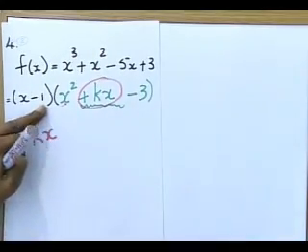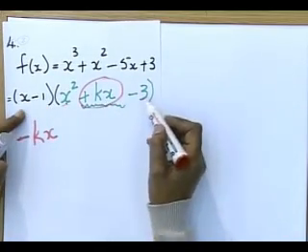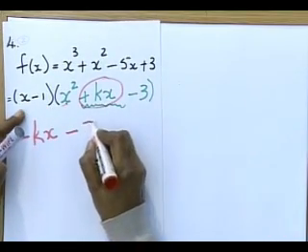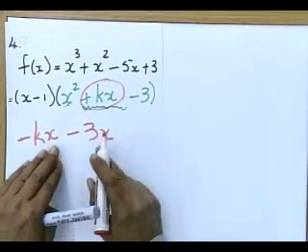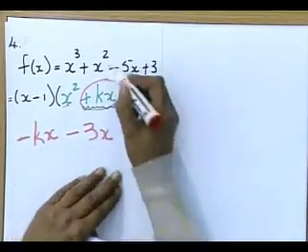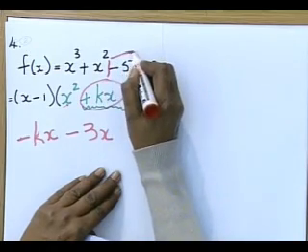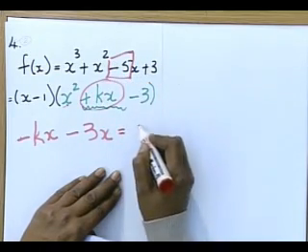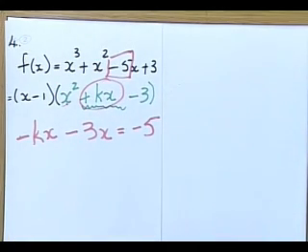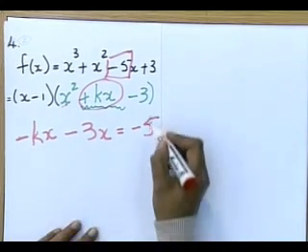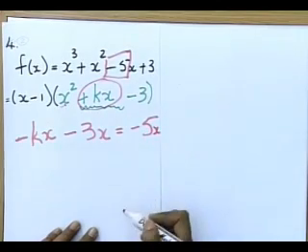Now I'm taking the next one. That times that gives me minus 3x. And I know that these two together must be the same as that coefficient there. So I'm looking in terms of all my x's. So that should give me that 5x.